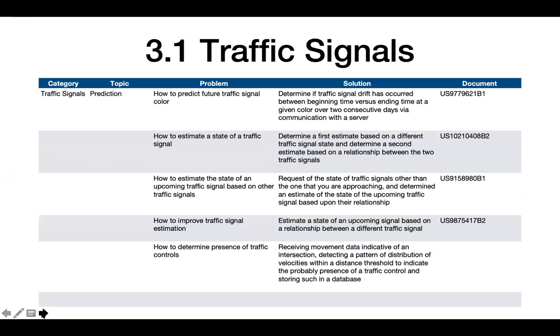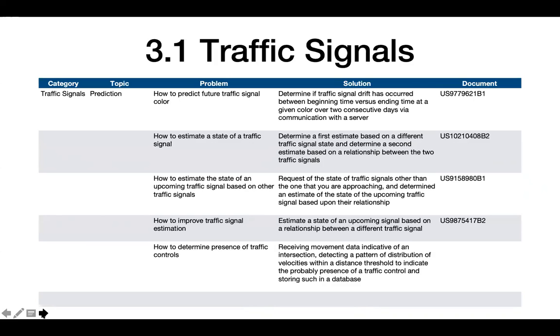Here are some things, though, that a computer might be better at than human beings, and that is predicting the future state of a traffic signal. And so we have a number of patents related to that. How do I predict the future state based upon the time that it was, the timing from the previous day or the previous hour, and see if a drift has occurred between the beginning time versus the ending time at a given color over a 2 consecutive day period. That's a very specific patent.